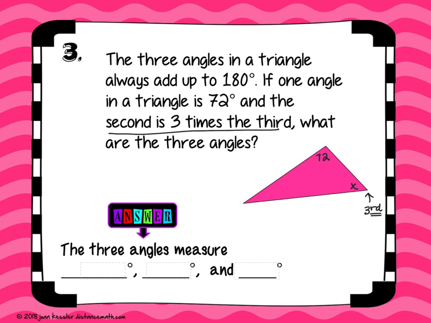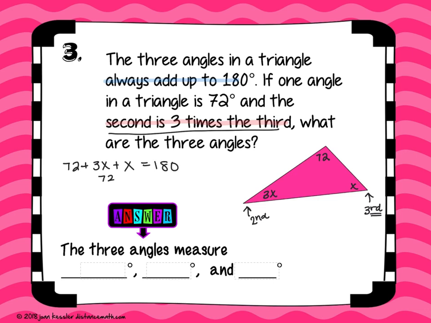So one more time reading this, it says the second is 3 times the third. So this is the second angle. 3 times the third would be 3 times this angle right here, so 3x. Then if you remember back to the first sentence, the angles always add up to be 180. So I want to take each of these, so 72 plus 3x plus x equals 180.